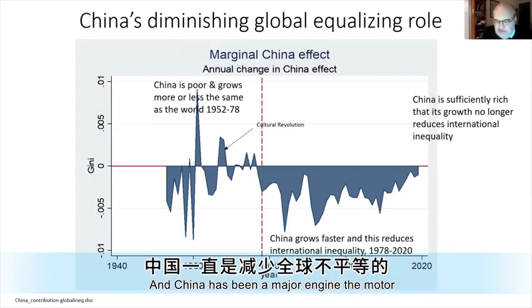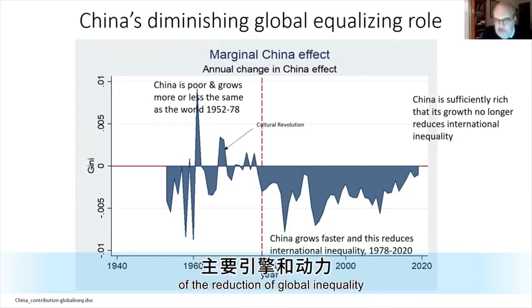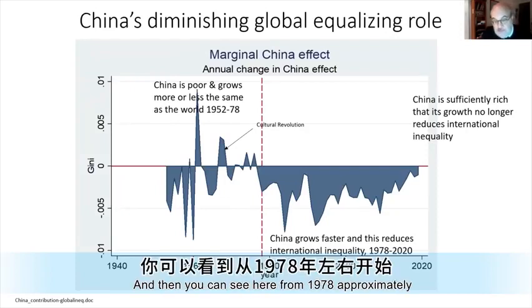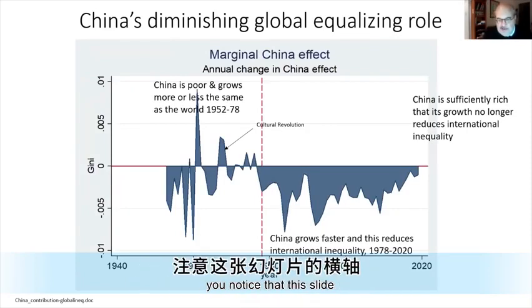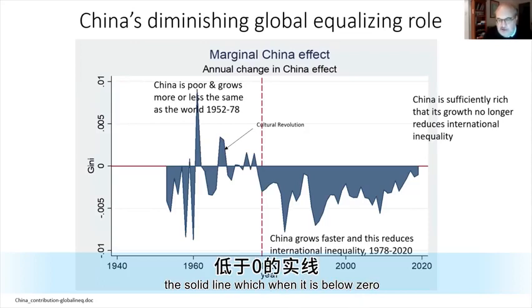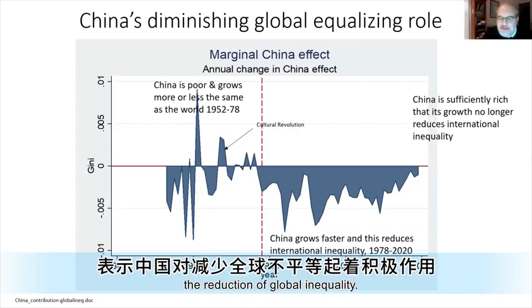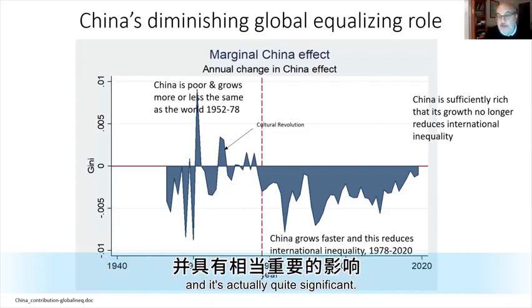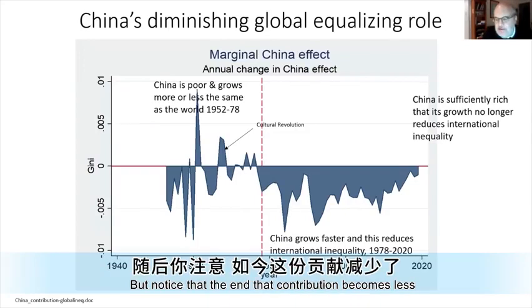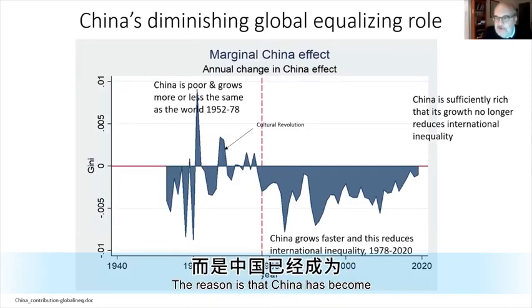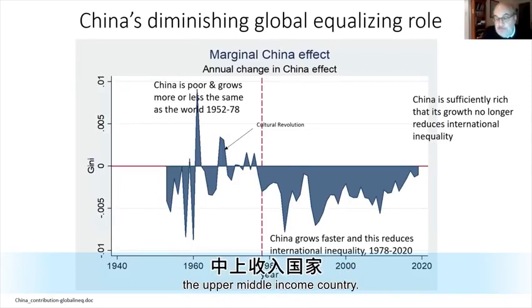China has been a major engine, the motor, of the reduction of global inequality, for the reasons that I just explained. And you see here, from 1978 approximately, this slide shows the solid line, which when it is below zero shows China's contribution to the reduction of global inequality. As you notice, that contribution lasts all the years and is quite significant. But notice that at the end, that contribution becomes less. Now, the reason is not that the growth rate is less. The reason is that China has become an upper middle income country.